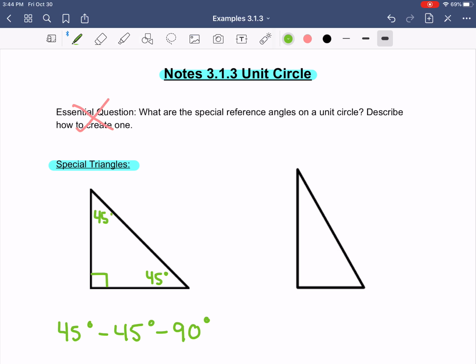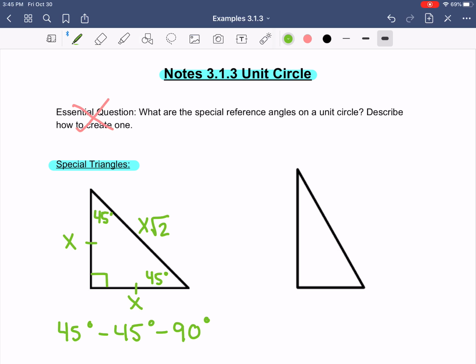Something that you should know about a triangle where both of those angles are the same is that these two sides are also the same because it's an isosceles triangle. If those two sides are the same, then these two sides are going to be called x. And if you do the Pythagorean theorem, that would mean that this side over here is just x times the square root of 2.